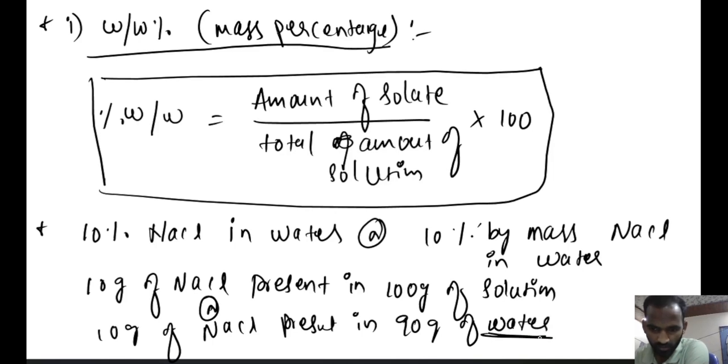See, here water is a solvent. Okay, keep it in mind. Water is a solvent. So 100 gram of solution means the total amount of solution is 100 gram. But if I am talking about only the solvent, that is 90 gram. So let me elaborate in detail.